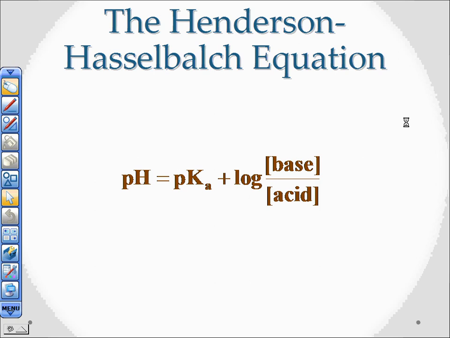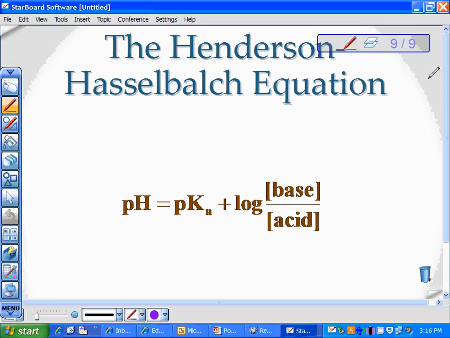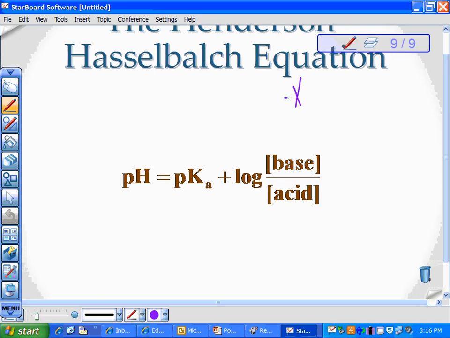Okay. So another one next is called the Henderson-Hasselbalch equation. You'll like this equation a lot. It's pH equals pKa plus the log of the base on top and the acid on the bottom. And you might want to write yourself a note. This is used for buffers. This is what this is used for.